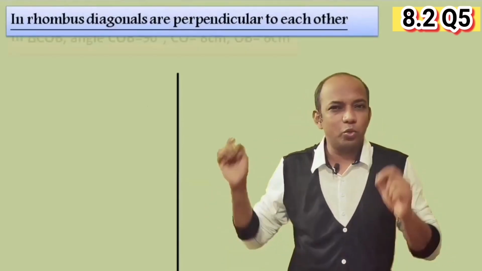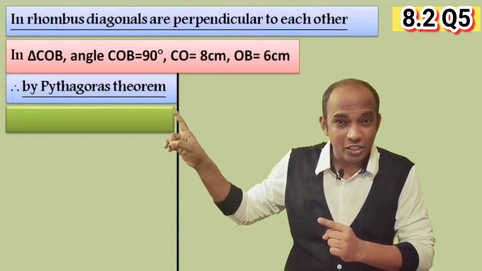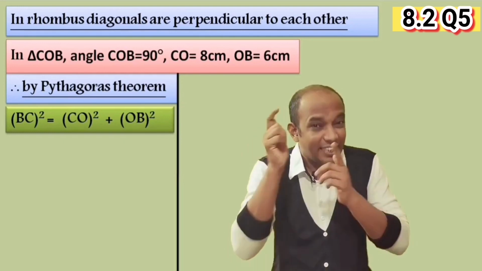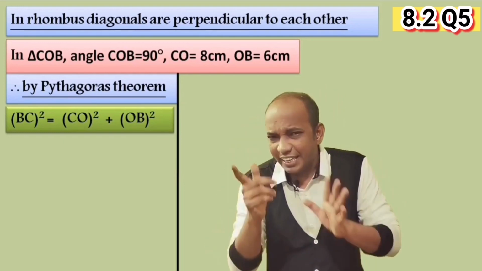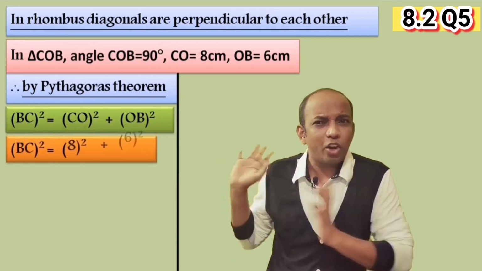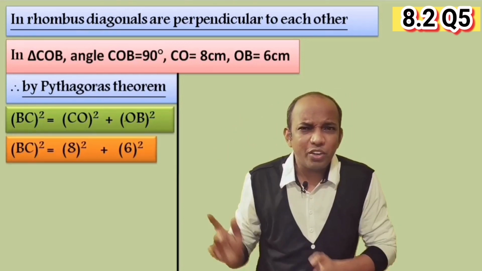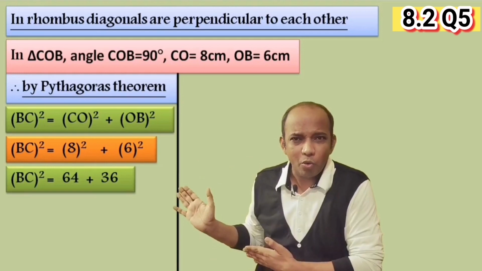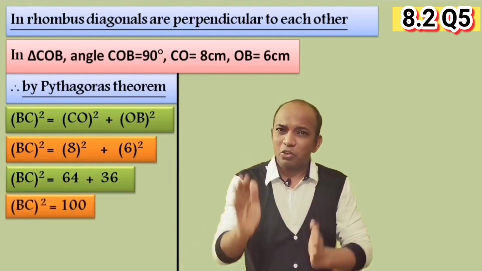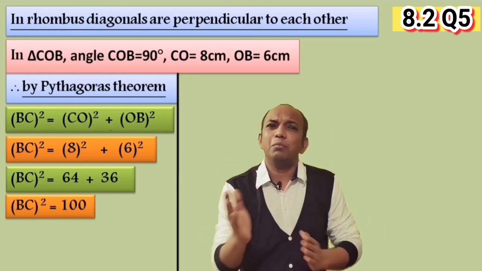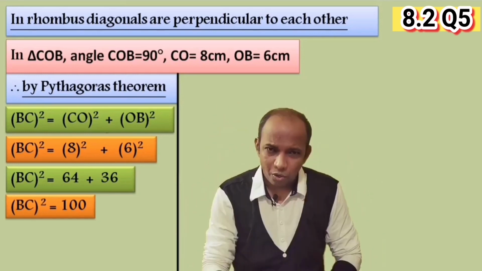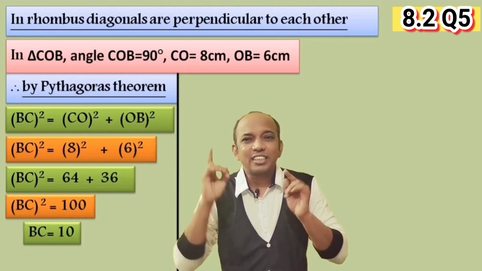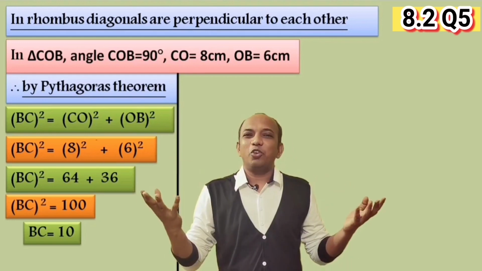So start applying the theorem now. We have BC square equal to CO square plus OB square, that is hypotenuse square equals side 1 square plus side 2 square. Now substitute the values. I need to find BC, that is the side. CO we got 8, OB we got 6. So square of them, don't forget it. We get 64 plus 36, and BC square is equal to 100. The way I told you, whenever you apply Pythagoras theorem, the ending part is to take out the square root. We get BC equals 10, and that gives me the length of the side, that is 10 centimeter.